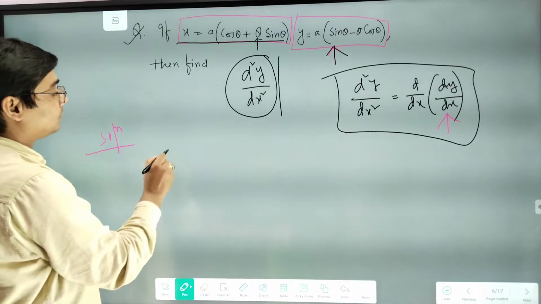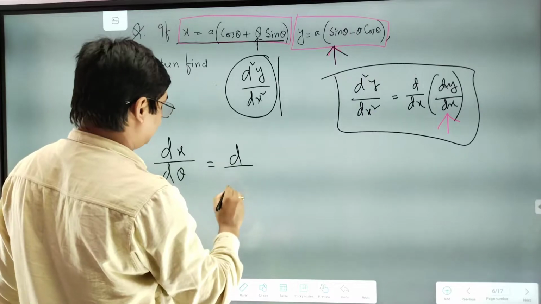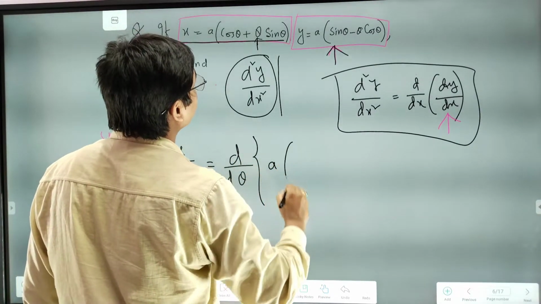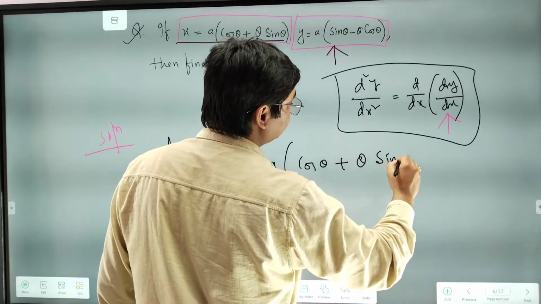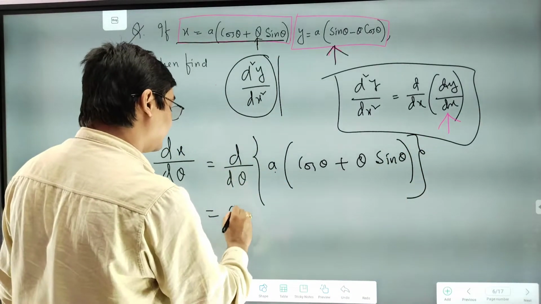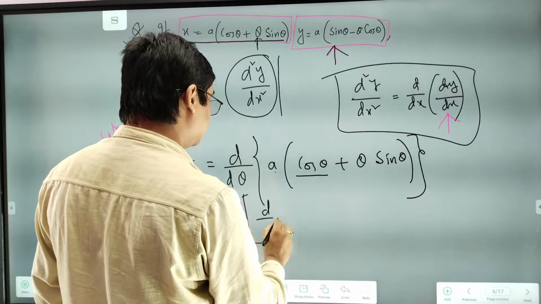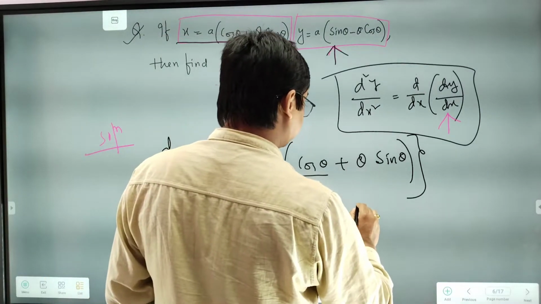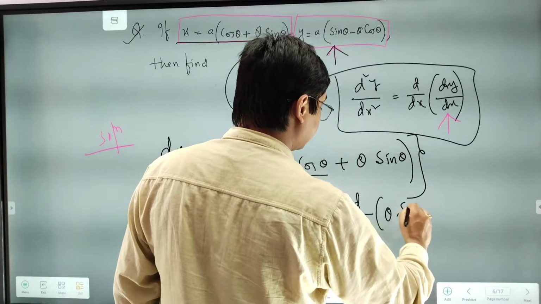So this is given, so you find the value of dx by d theta first. So d by d theta. What is x here, guys? X is a of cos theta plus theta sin theta. Here a is a constant, so you can take it outside of the derivative. So the derivative of cos theta will be here, plus the derivative of theta sin theta will be here.